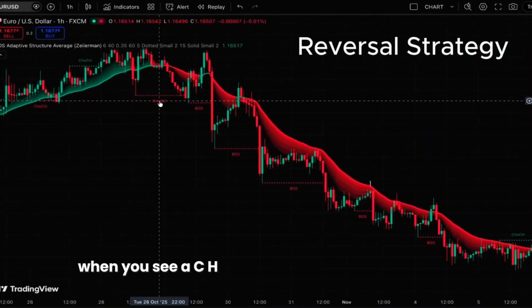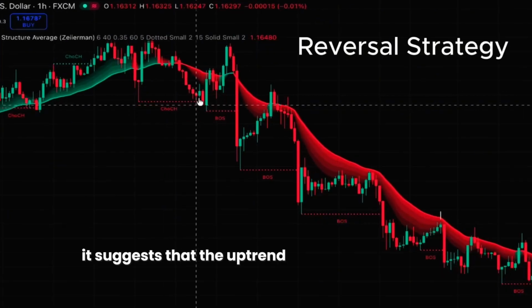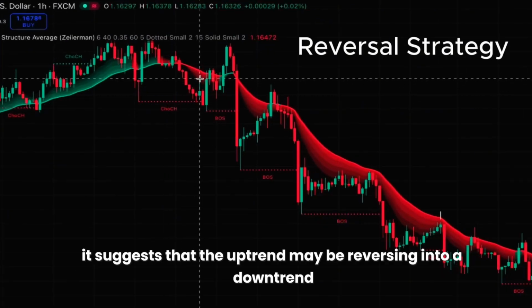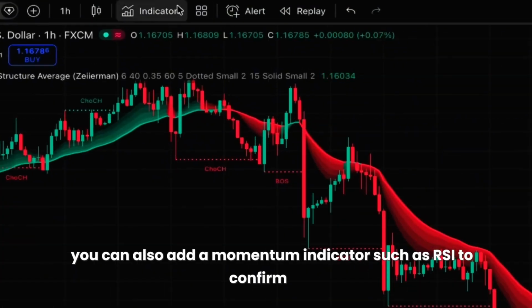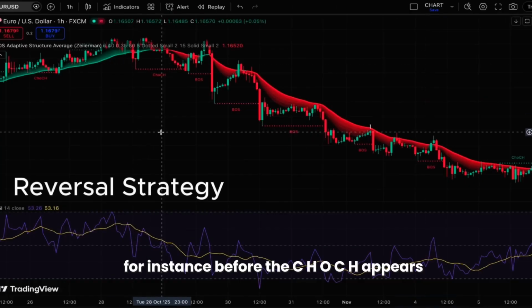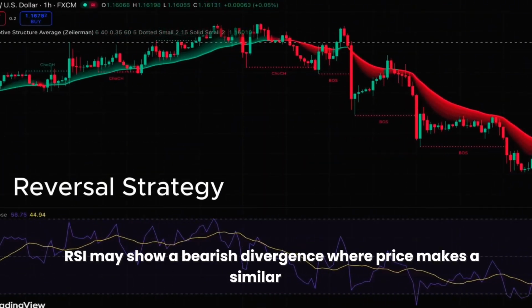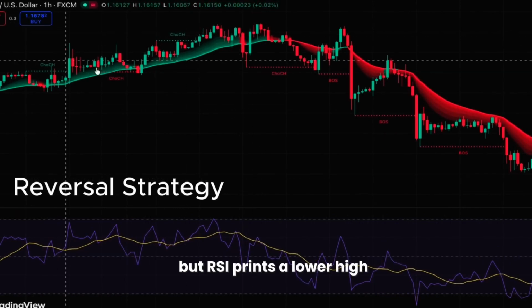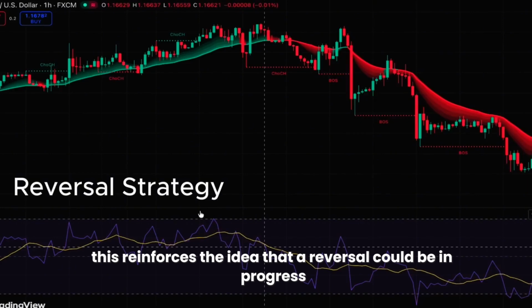When you see a CHoCH signal alongside a red cloud, it suggests that the uptrend may be reversing into a downtrend. You can also add a momentum indicator such as RSI to confirm this. For instance, before the CHoCH appears, RSI may show a bearish divergence, where price makes a similar high but RSI prints a lower high. This reinforces the idea that a reversal could be in progress.